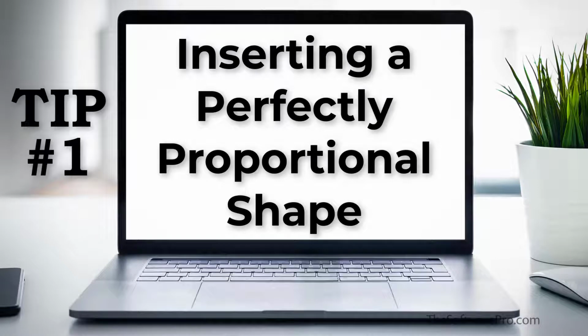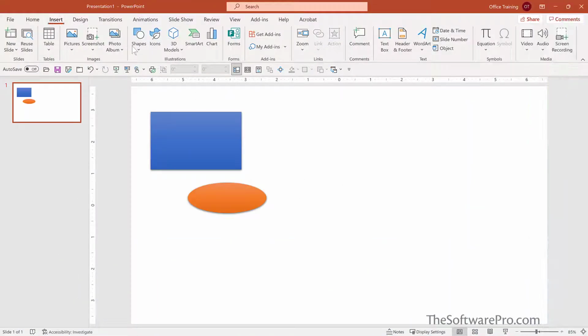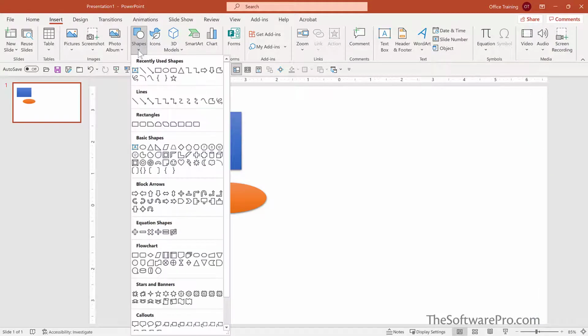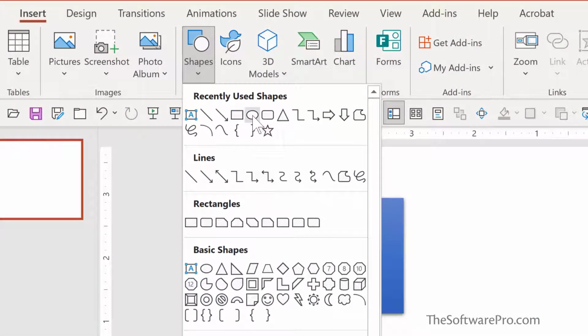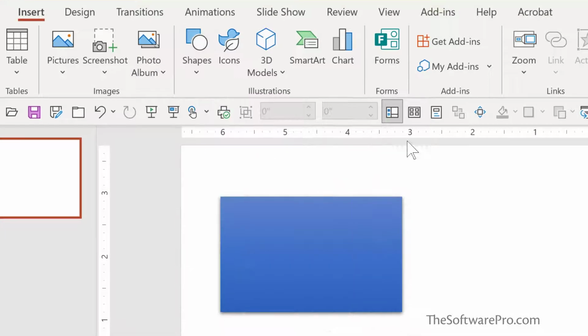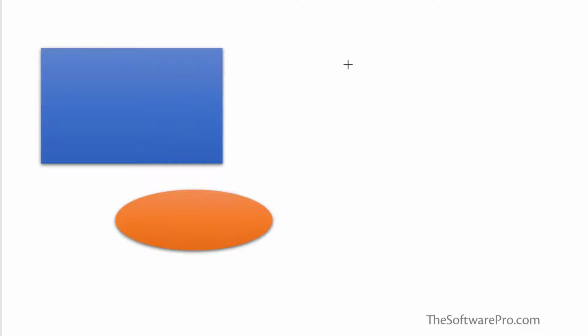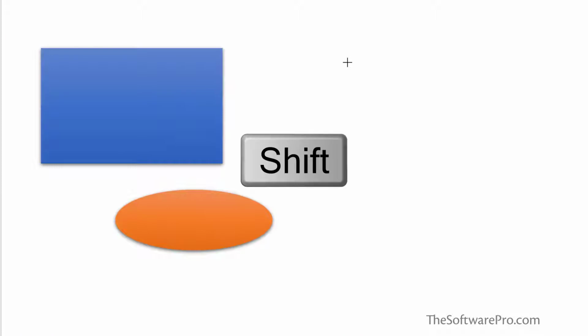When we insert a shape under Insert and Shapes, our options include rectangle, oval, and other shapes. But if you want them to be perfectly proportional, pick the shape you want, move out to your slide, and hold down the Shift key while you're drawing the shape.